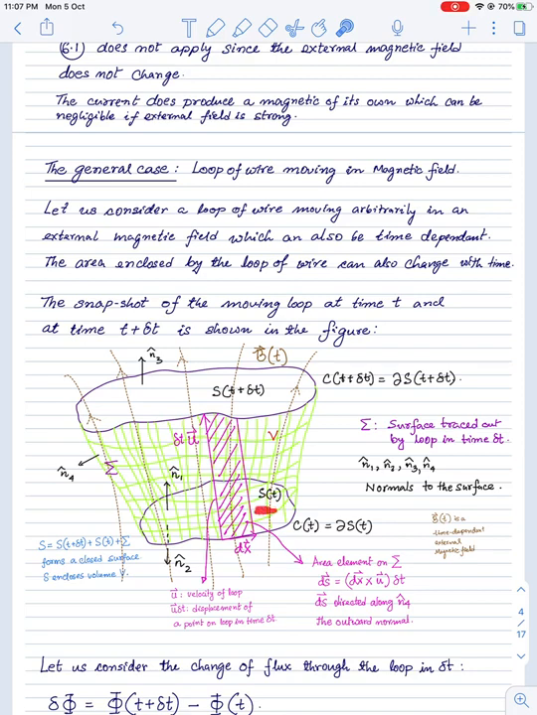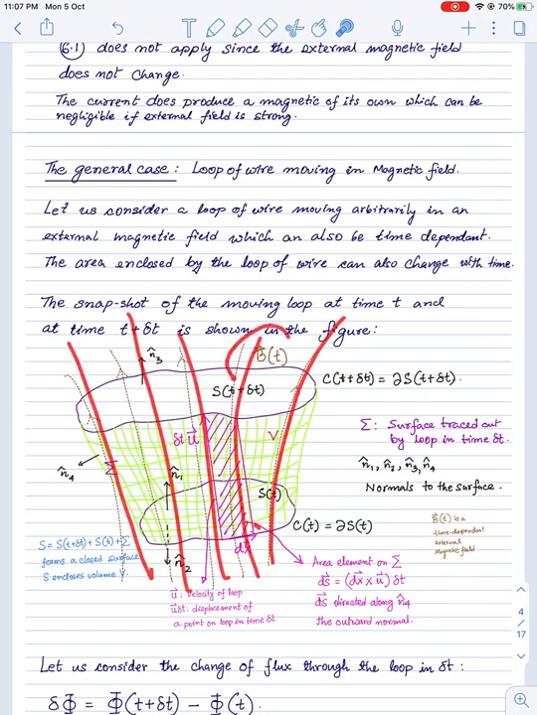Okay, and this S can be a different surface than the surface at time t. So in general these are different surfaces, and the loop can be moving. At time t the loop was located here, and at time t plus delta t the loop can be located here, and the surface area enclosed by the loop can also change with respect to time. That is taken into account here.